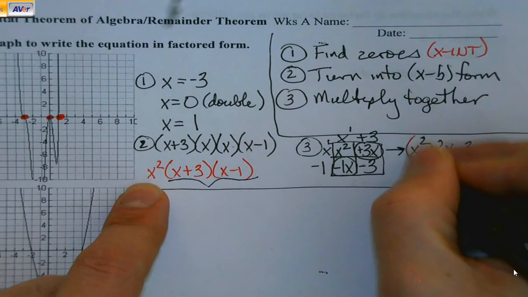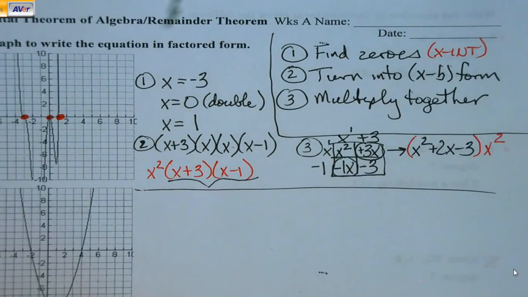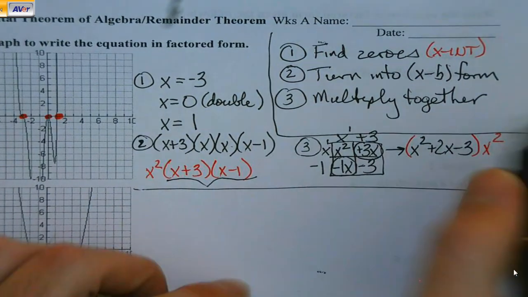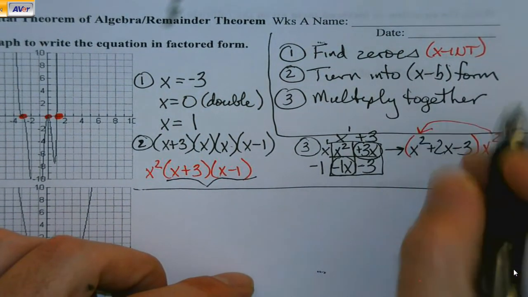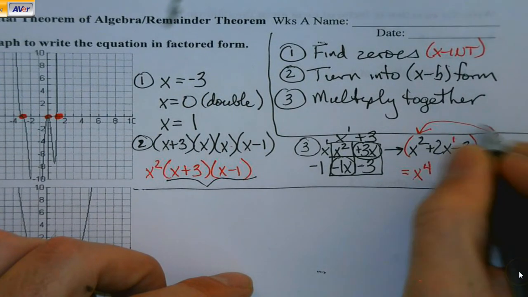So my last job is going to be to distribute my x squared through. And since that's just one term, I suppose I could make a box, but I really don't need to with only one term. So I'm adding my exponents.